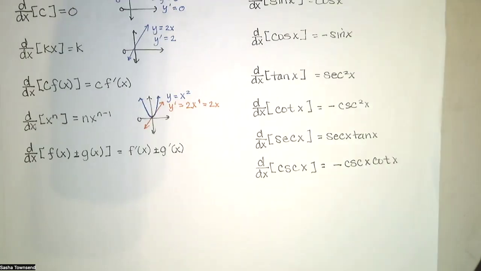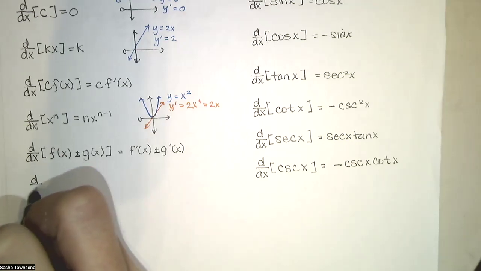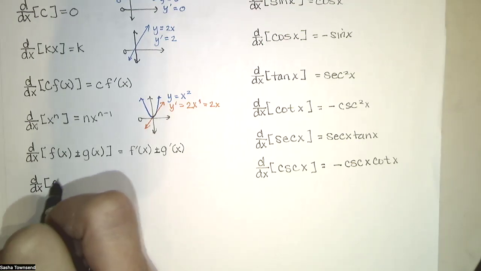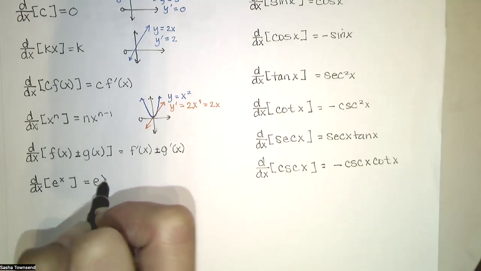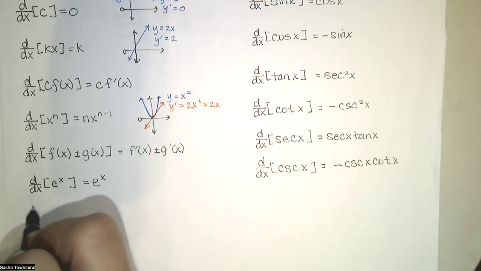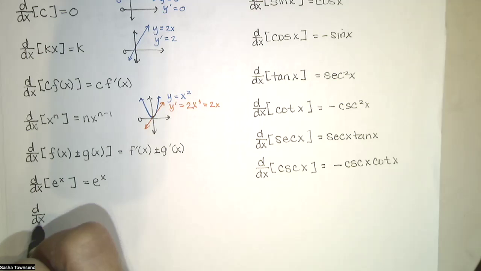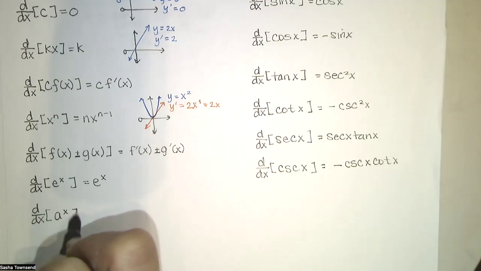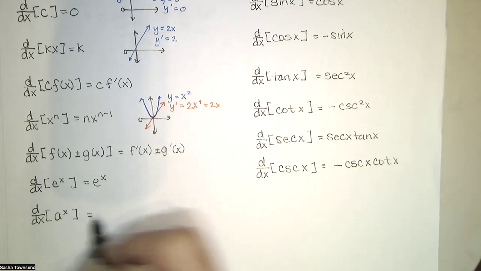So we've got those. And then we also know that the derivative of e to the x, that's the easiest one, is e to the x. Super easy. The slope of the function is actually the function itself, which is kind of cool. And the derivative of a to the x, of course, we're assuming a is not equal to 1.